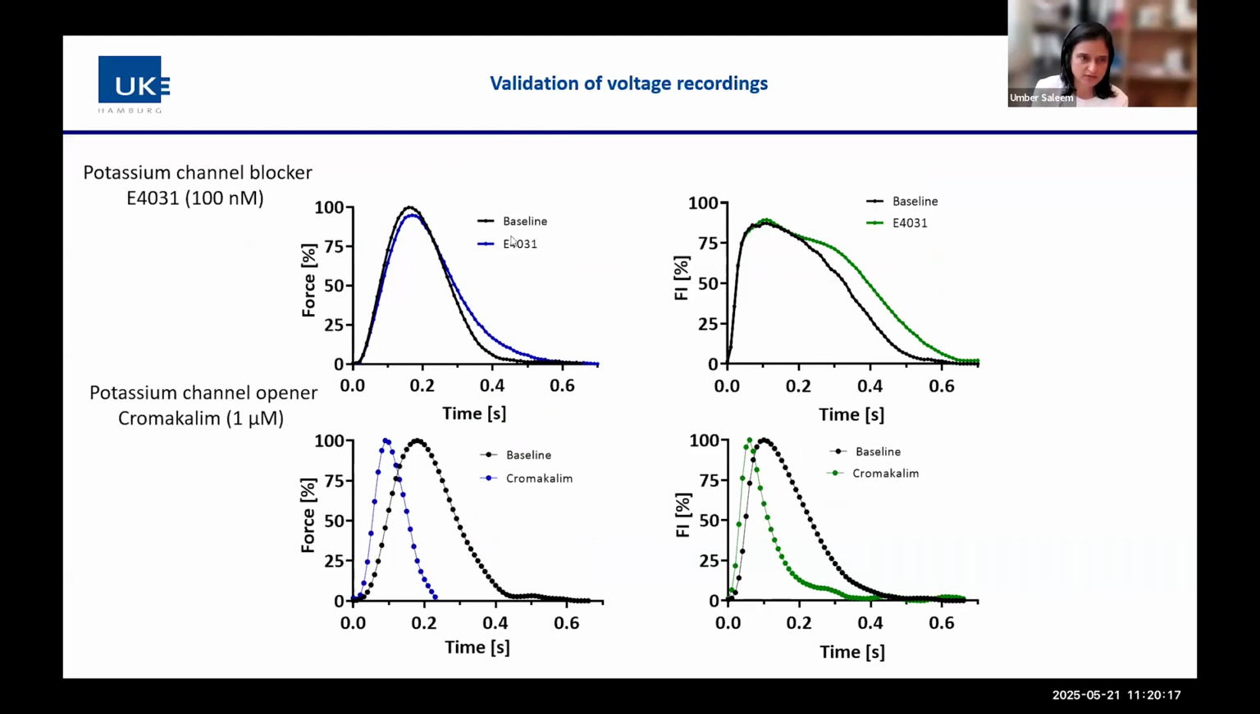We then validated our recordings by using pharmacological modulation of repolarization by using potassium channel blocker E4031 or potassium channel opener cromakalim. E4031 showed a prolongation of the force peak and also the prolongation of the fluorescence intensity. The potassium channel opener, cromakalim, which effluxes potassium out of the cell, shortened the force peak, and also shortened the fluorescence intensity peak.